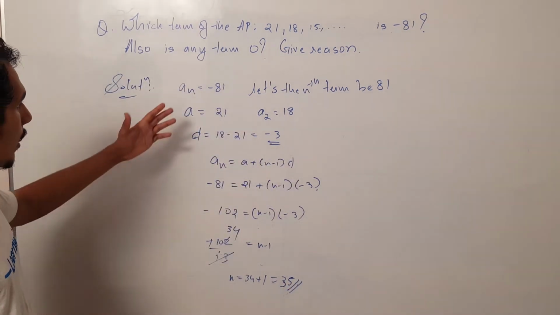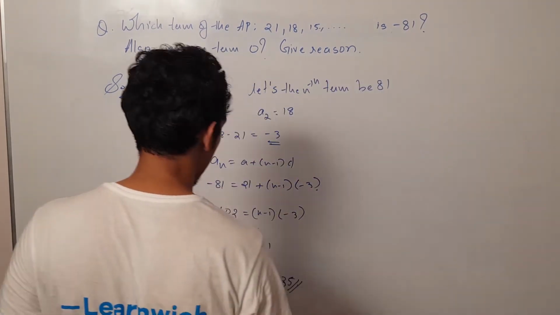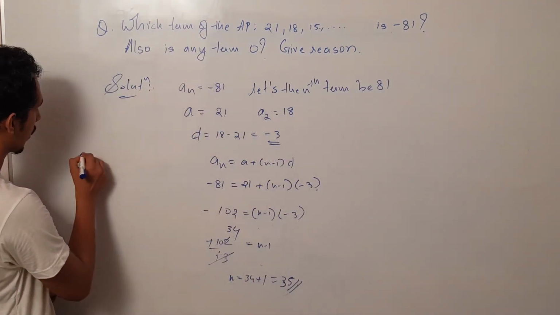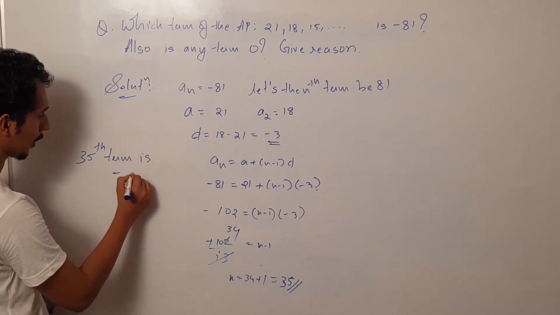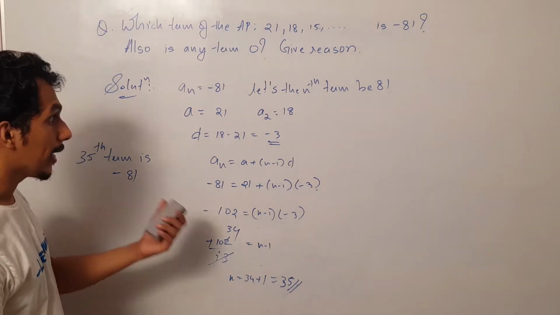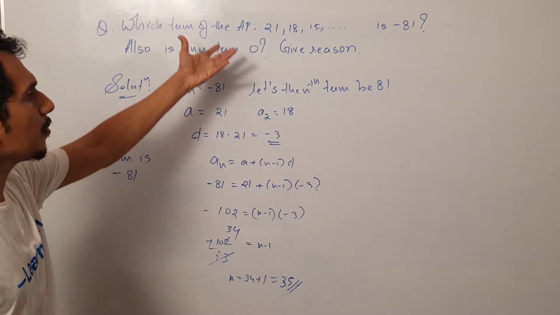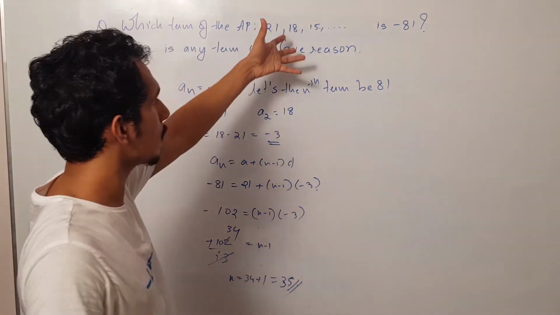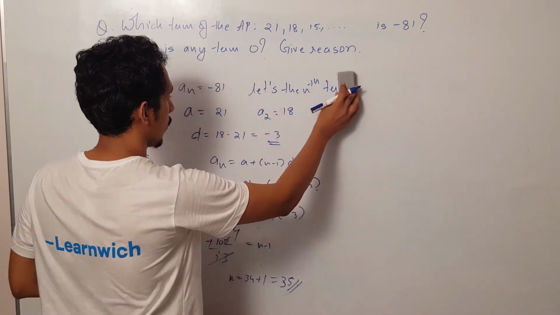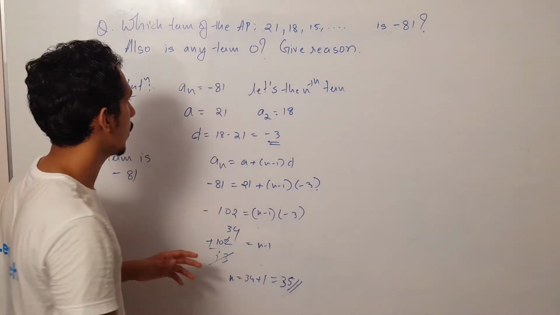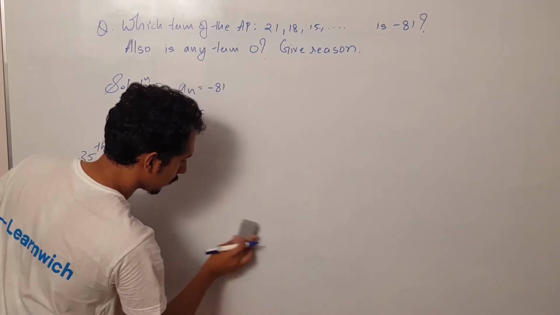Okay. The next part of the question. So you have found out that the 35th term is minus 81. The next part of the question is: is any term 0? Is 0 also a part of this AP? I'll find out. How will I find out? I'll just assume. Okay, you can pause the video and note this down. I'm writing for 0.